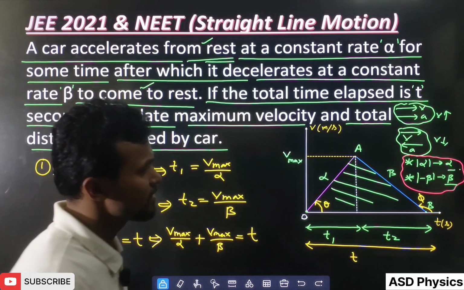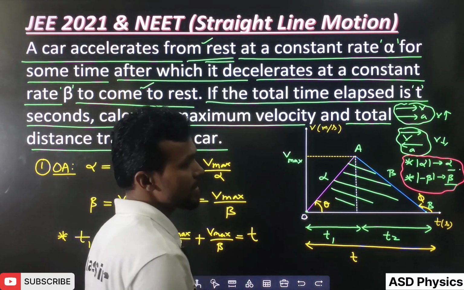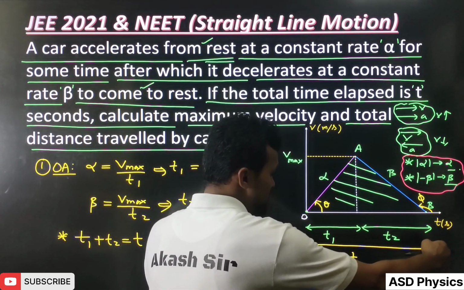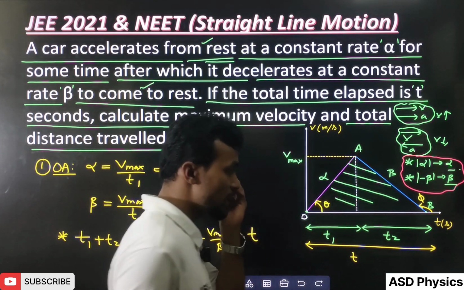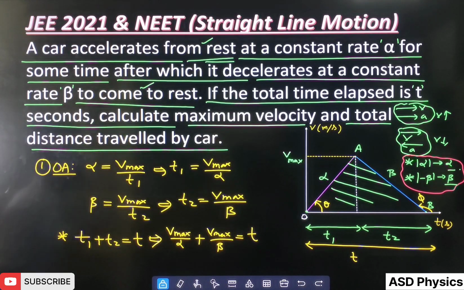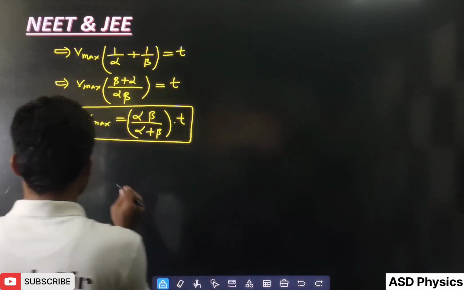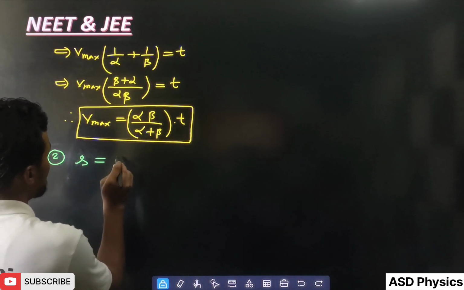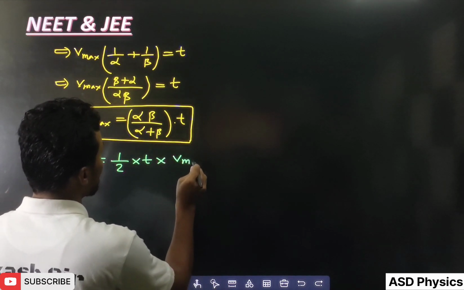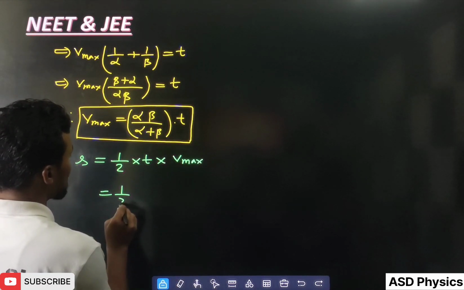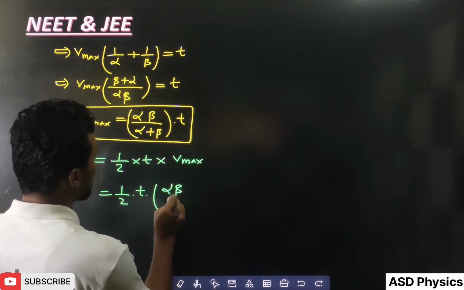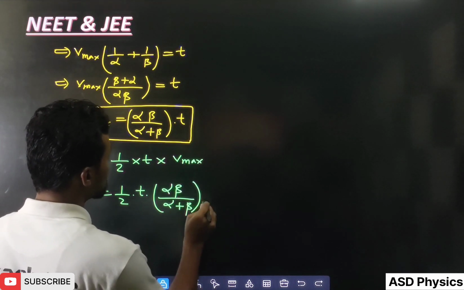So remember that here we can use the triangle formula. What is the triangle formula? Half base into height. Half base how much here? T. Height how much here? V max. So directly I can write half T into V max. Now distance or displacement, I am telling, both will be equal, and that is S. So half base into height, the base is T and the height is V max. That means we can write half into T, the total time, into V max, which is alpha beta by alpha plus beta into T.